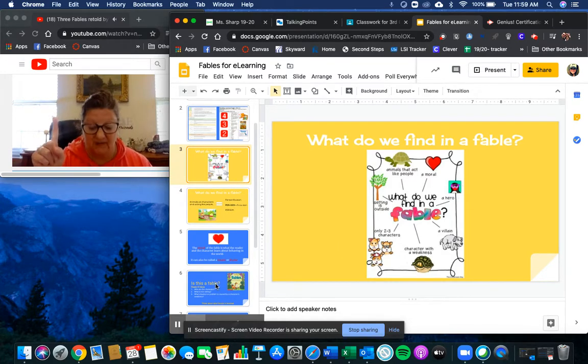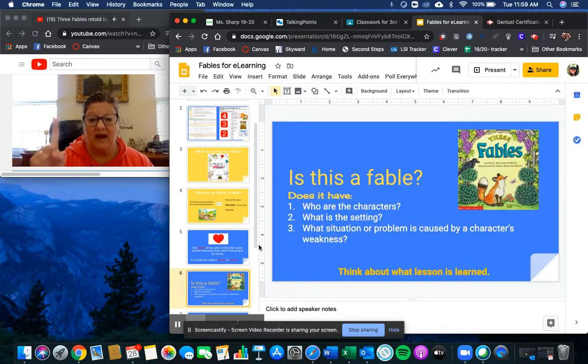Number one, we've already talked about this, characters who are animals, and they are displaying personification. The setting of the story, that's when and where the story takes place, but it also includes some kind of a situation or a problem caused by one of the characters because they have a character trait of weakness, or they are trying to get away with something. Maybe they're being lazy. Maybe they're trying to trick or fool somebody into something.